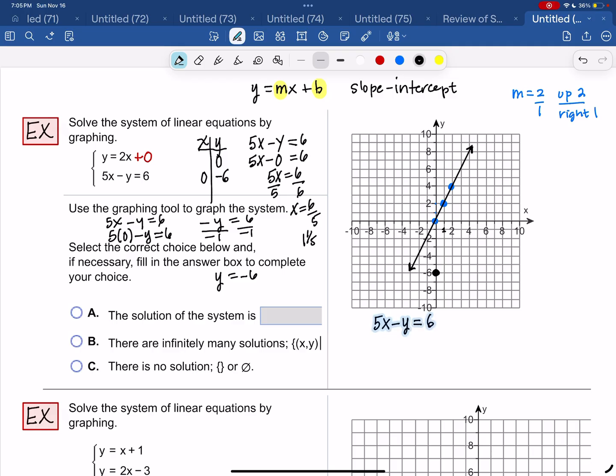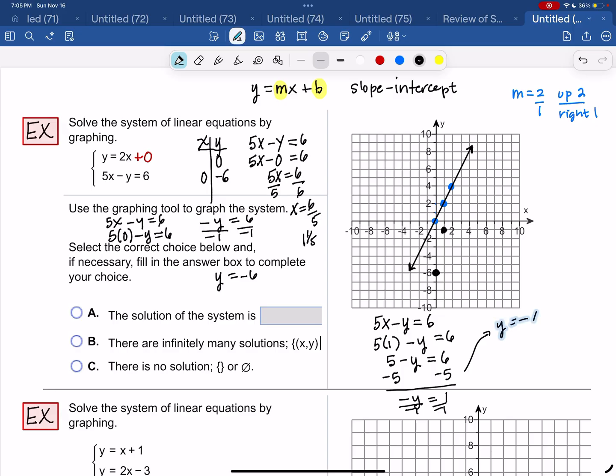So I'm looking at my equation here, and if I put in x is 1, let's see what happens. 5 times 1 minus y equals 6 becomes 5 minus y equals 6. Subtract 5, I get negative y equals 1. Divide by negative 1, I get y equals negative 1. So if x is 1, y is negative 1, and there's my second point.